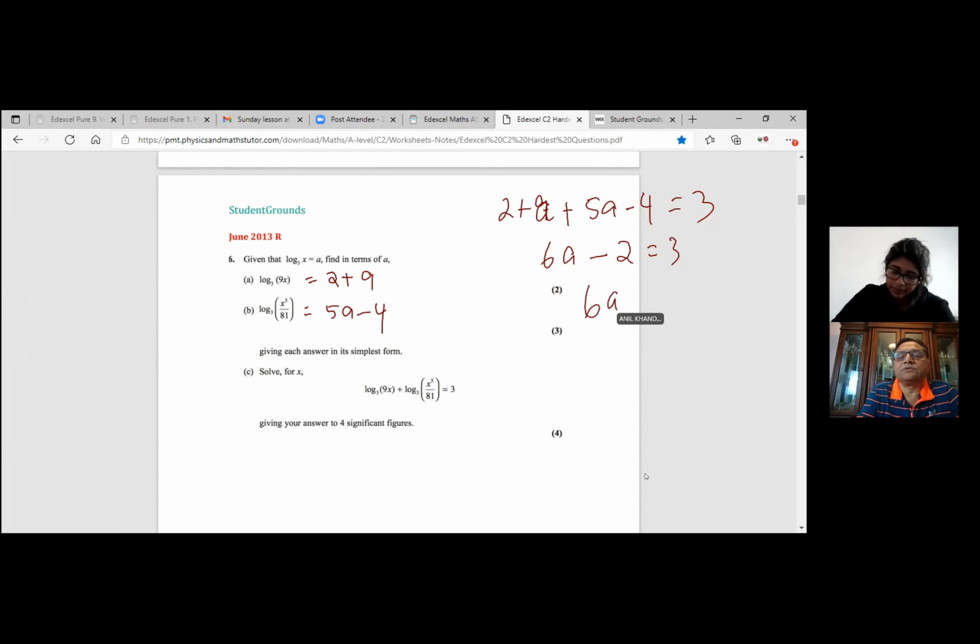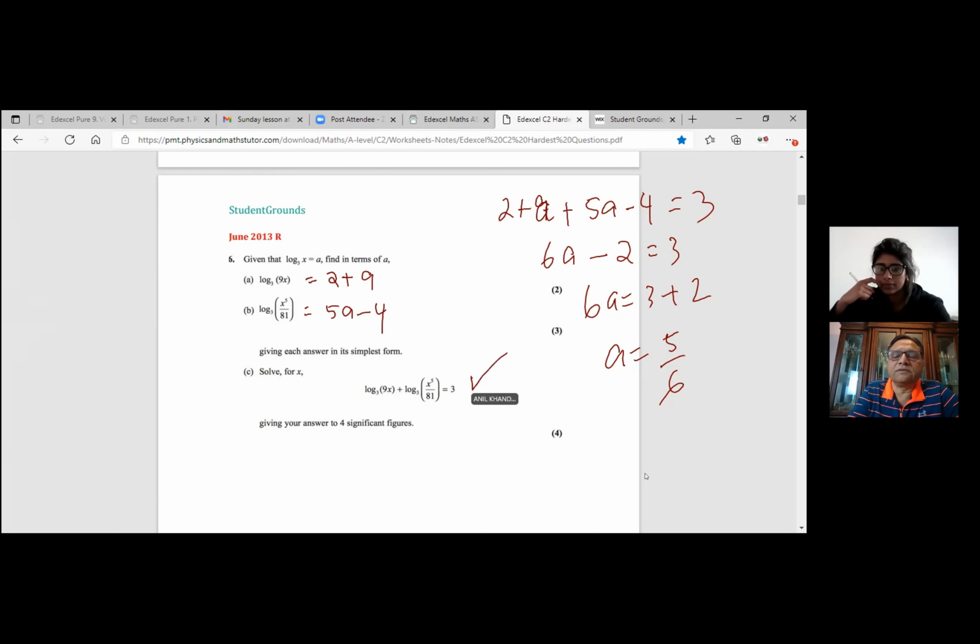6a equals 3 plus 2, and a equals 5 over 6. You can simplify it. Is that clear? Yeah. So that is how you'll do this part. Giving your answer to 4 significant figures, so now you have to find the decimal value. You can divide 5 by 6 using a calculator and give your answer to 4 significant figures.